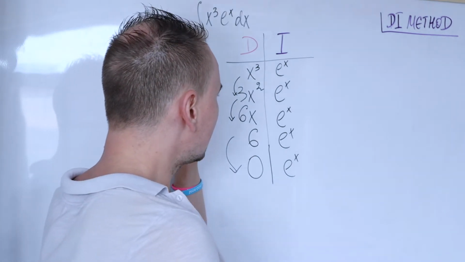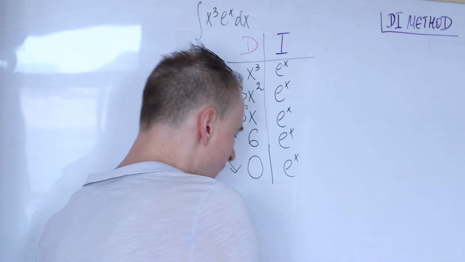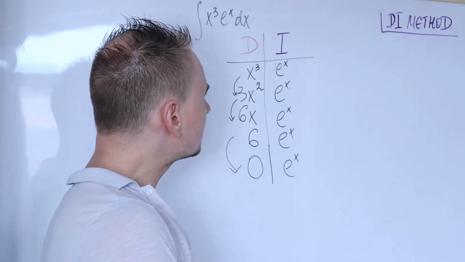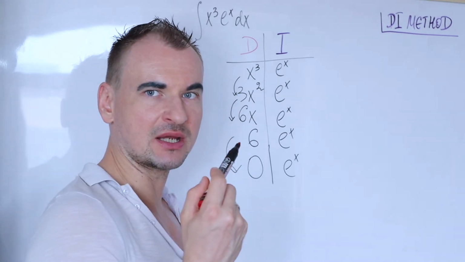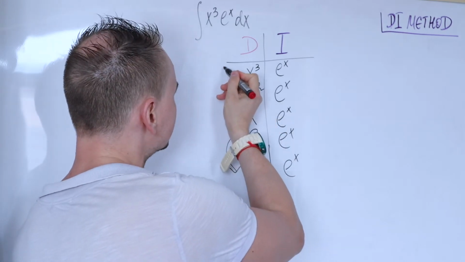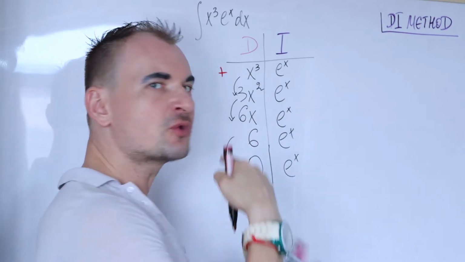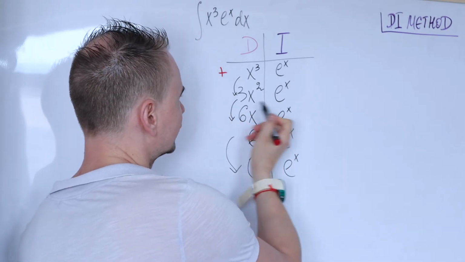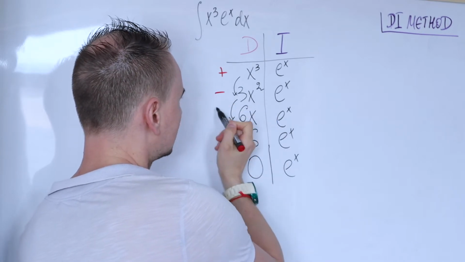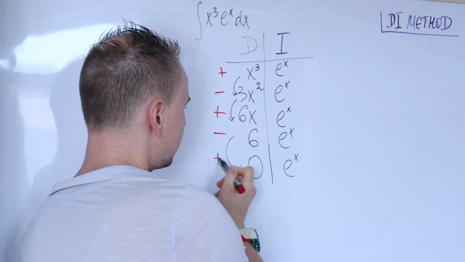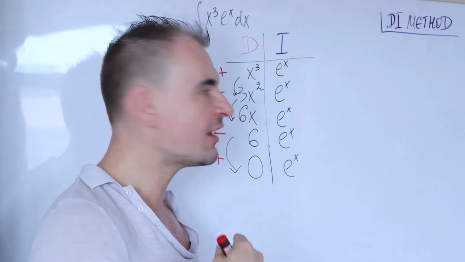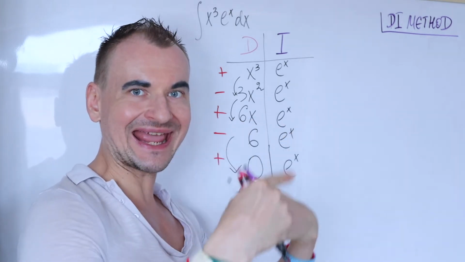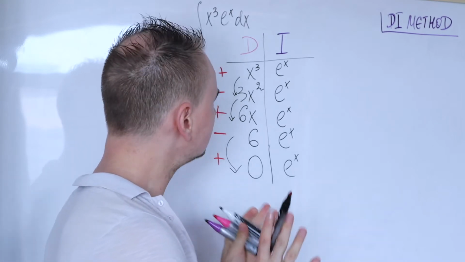Now, on the very left side of your table, this tabular method, you are going to place the signs plus and minus. You always start with positive, and you are going to alternate between plus and minus. So this second row goes with minus, third row plus, minus, plus, and so on. If you have more rows, you are going to continue with alternating plus and minus. Now, we're almost there.